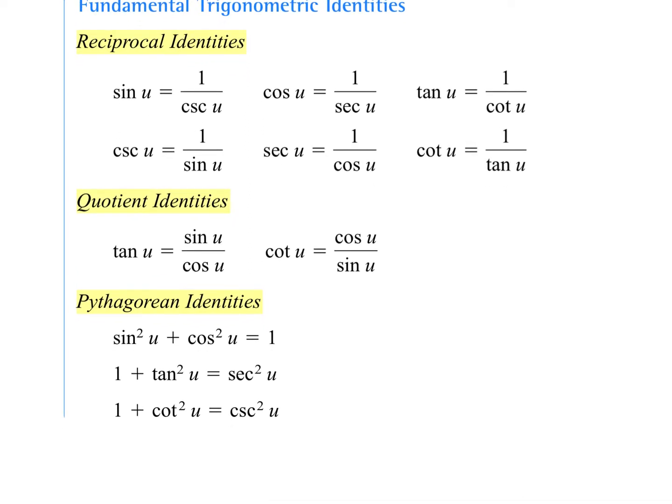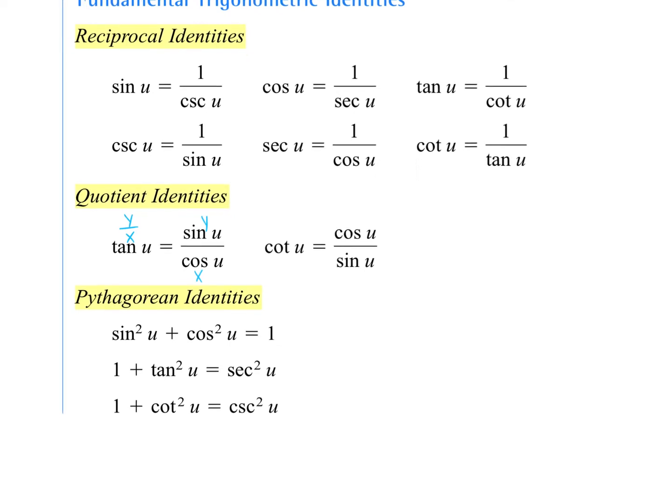We also have our quotient identities, so tangent is sine over cosine, which if you think about it, tangent was y over x, and sine was y, and cosine is x. So we can always switch out tangent with sine over cosine. Same thing with cotangent, we can switch it out with cosine over sine, or the other way around.